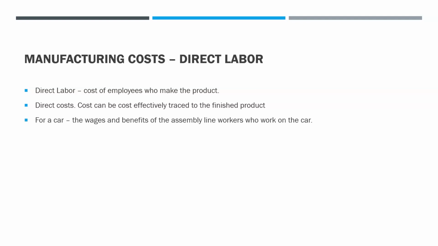For example, for a car, we're looking at the wages and benefits of the assembly line workers who work on the car. Typically, when there are questions on classifying direct material, direct labor, and so on, whenever you see assembly line workers, that is always direct labor.